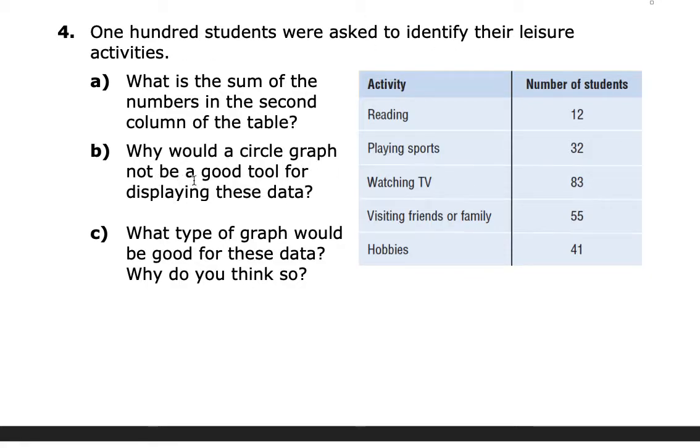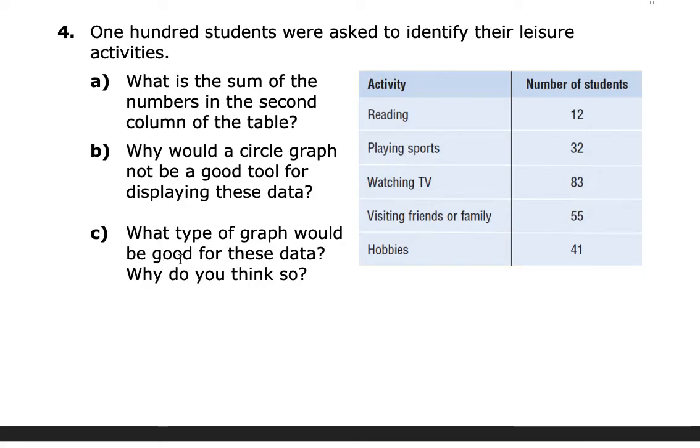Why would a circle graph not be a good tool for displaying these data? If you can recall, the circle graph is showing you the relative proportion or percentage of the total. But that's under the assumption that each element or each person falls into exactly one category. If there's 100 students asked about their leisure activities and we have a sum adding up all these numbers of 223, that means that some people have selected multiple options, which then you cannot talk about percentage of the total.